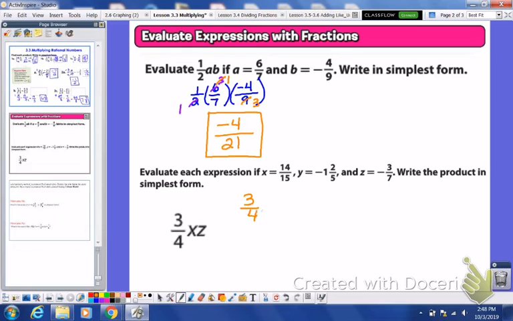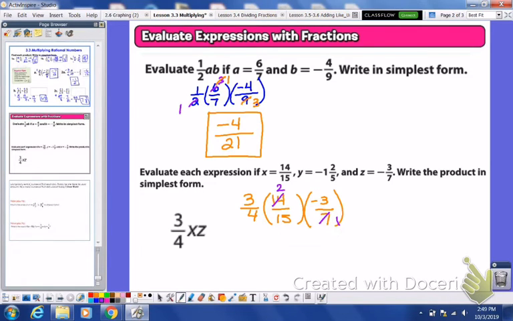So 3/4 times x is 14 over 15. Z is -3 over 7. We've got a little bit of extraneous information here. We did not need the y in this case. Again, I'm seeing some larger numbers. I want to simplify as much as I can. I see here a 14 and a 7, so I'm going to jump to that first. You don't always have to start with the first two. So 14 divided by 7 is 2. 7 divided by 7 is 1.